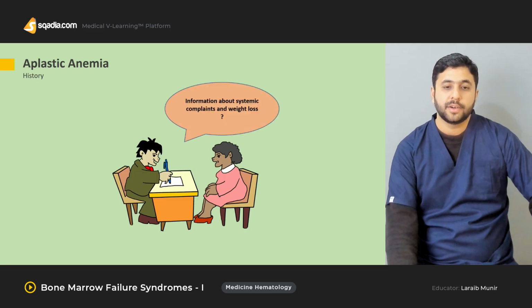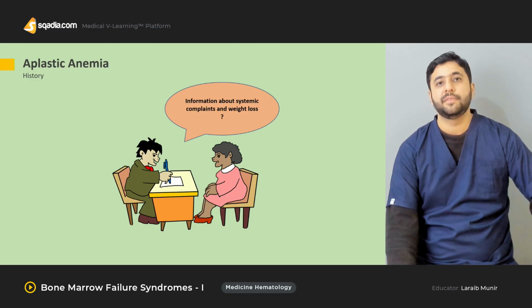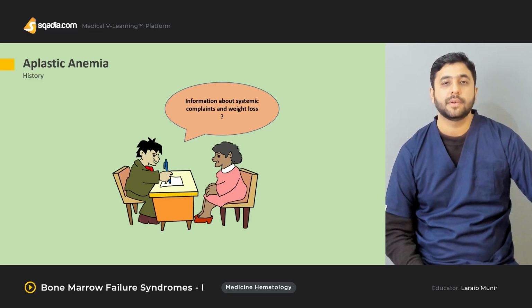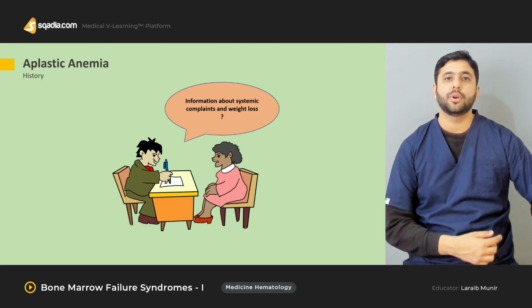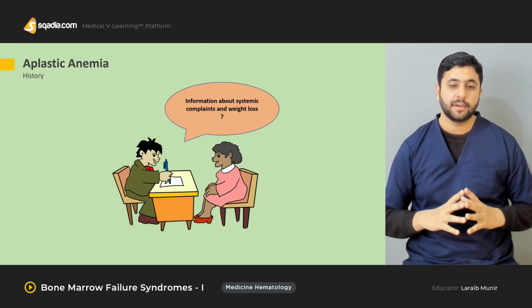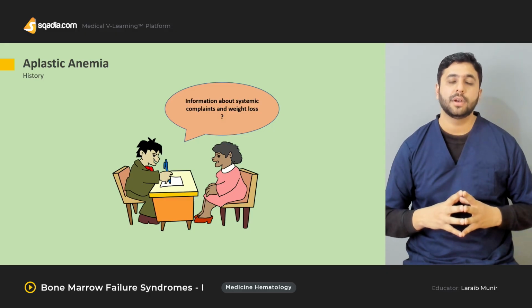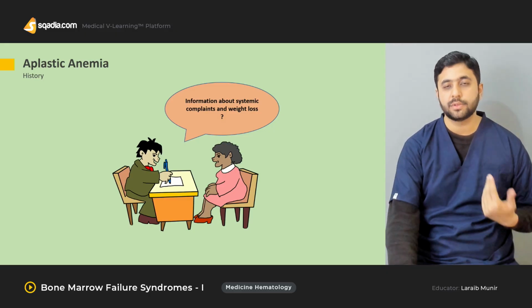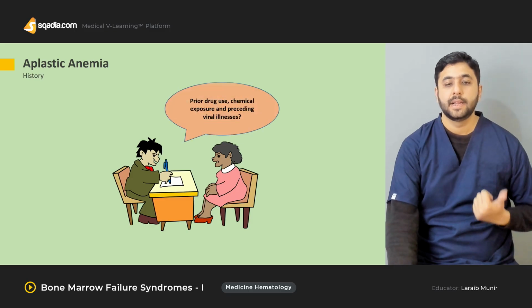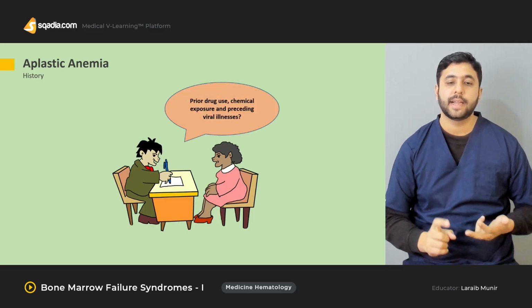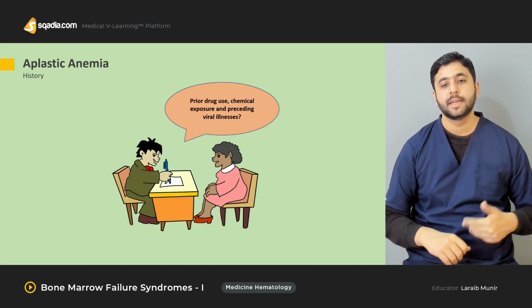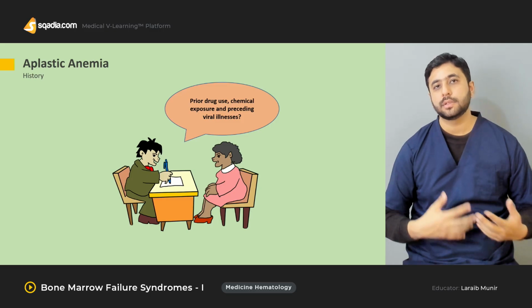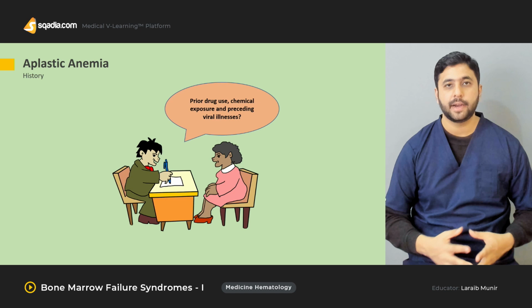It is also important to inquire about systemic complaints, for example, weight loss. This is important in the context of certain disorders leading to aplastic anemia, like systemic lupus erythematosus or other immunological disorders. So we inquire about the patient as a whole and look for abnormalities outside of the hematological system as well. Prior drug use, chemical exposure, and preceding viral illnesses, as we saw in the etiology of aplastic anemias, are also important to inquire about.